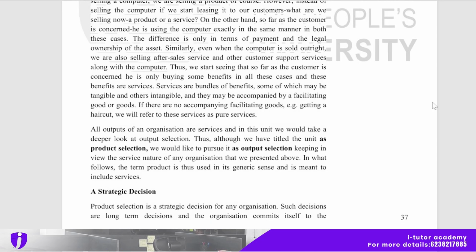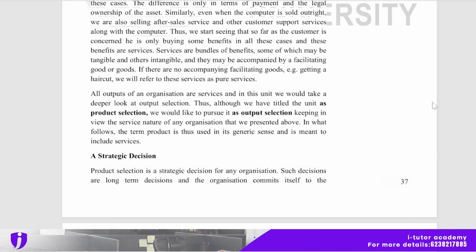All outputs of an organization are services, and in this unit we take a deeper look at output selection. Although we have titled the unit product selection, we would like to pursue it as output selection, keeping in view the service nature of any organization that we presented above. The term product is thus used in its generic sense and is meant to include services.